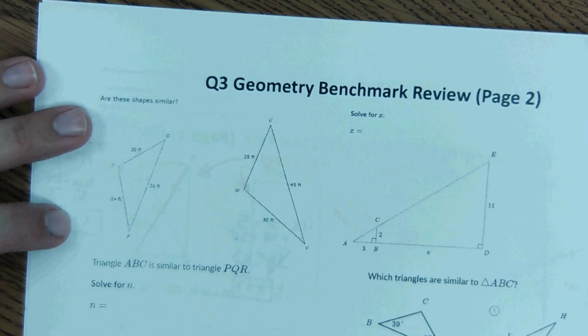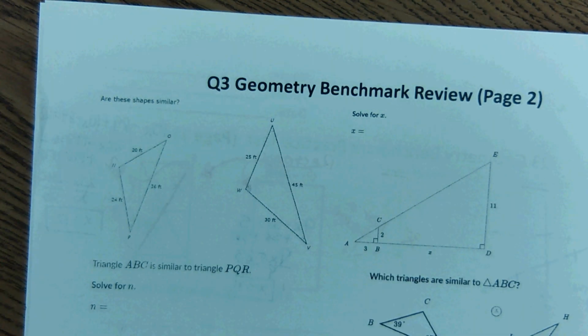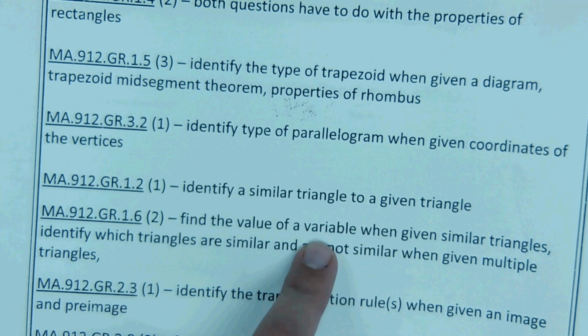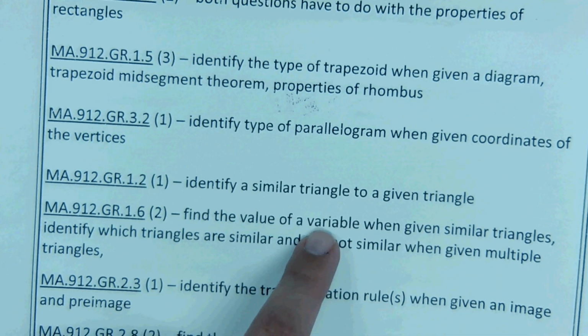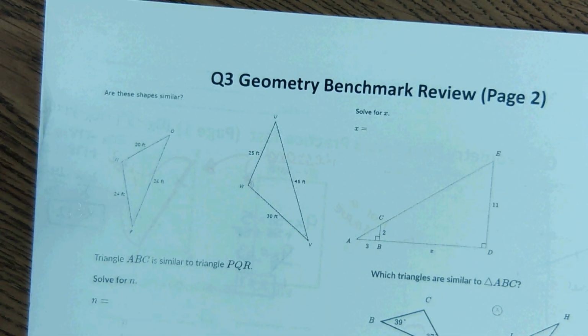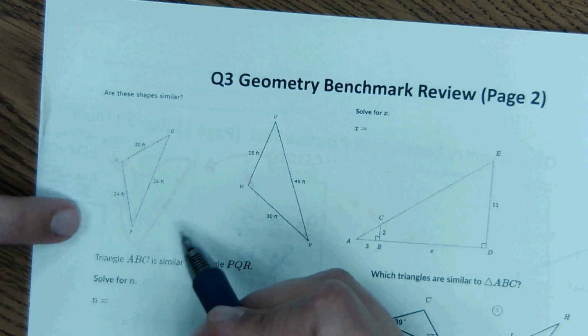Okay, now we're going to talk about similar shapes. In terms of this, it says identify a similar triangle given a triangle. Find the value of a variable when given similar triangles. Identify when triangles are similar and not similar when given multiple triangles. So that's what these examples are. So the first one says, are these triangles similar here?